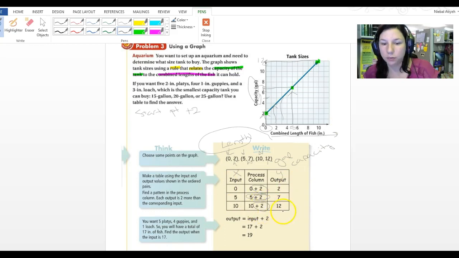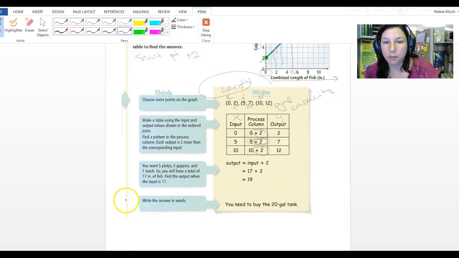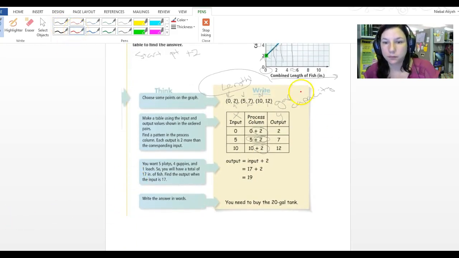Well, I added 2. And you're adding 2, so the overall rule or pattern here is: you take your input, how many inches of fish you had, and you add 2. So if you want 5 of this type, 4 of this type, and 1 of this type, that gives you a total of 17 inches. If I follow the rule, 17 is my input, plus 2. I need a 19-gallon tank minimum.